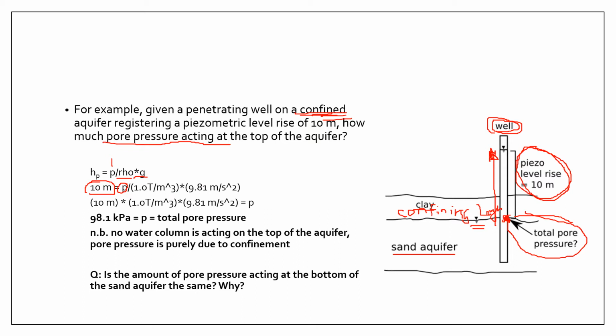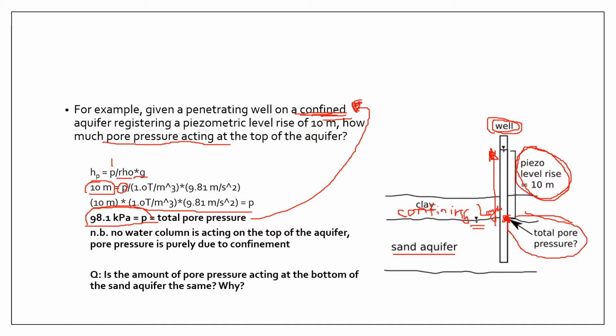Now we just rearrange the equation such that the total pore pressure acting at this point is just 10 times 1 times 9.81, and we get a value of 98.1 kilopascals. So that is all about confinement. The 98.1 kilopascals is all about confinement that is acting at this point.